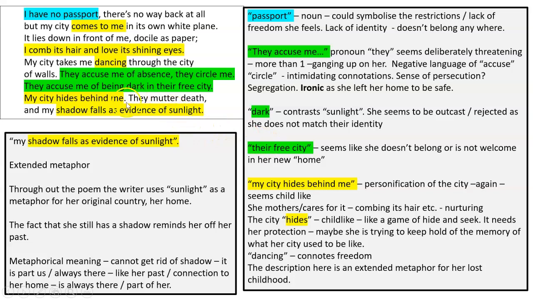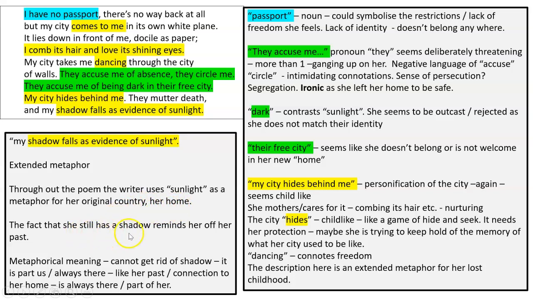And then finally we get the last sentence. They mutter death, comma, and my shadow falls as evidence as sunlight. This is all very ambiguous, very vague. Remember, that's what ambiguous means. But again, we've got this idea of sunlight being an extended metaphor because it's repeated throughout the poem. So this idea of sunlight could be a metaphor for her original country or home. It could be a metaphor for how it makes her feel.